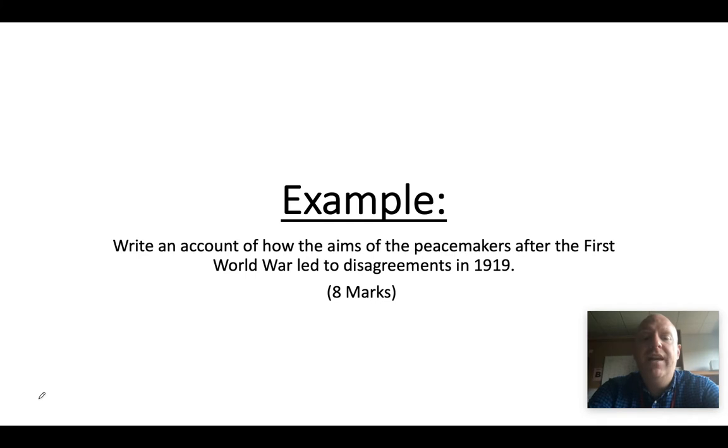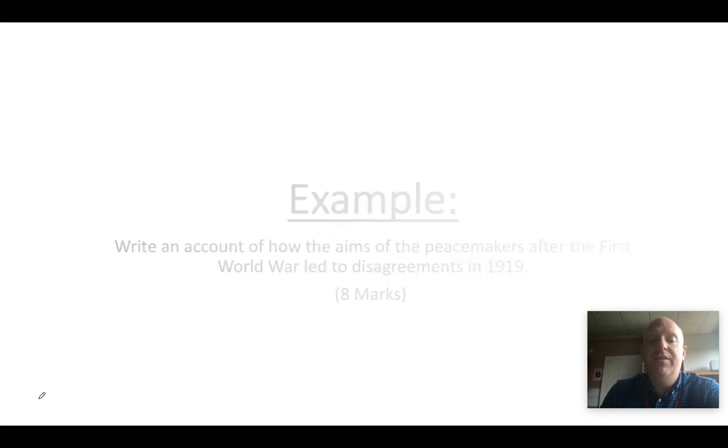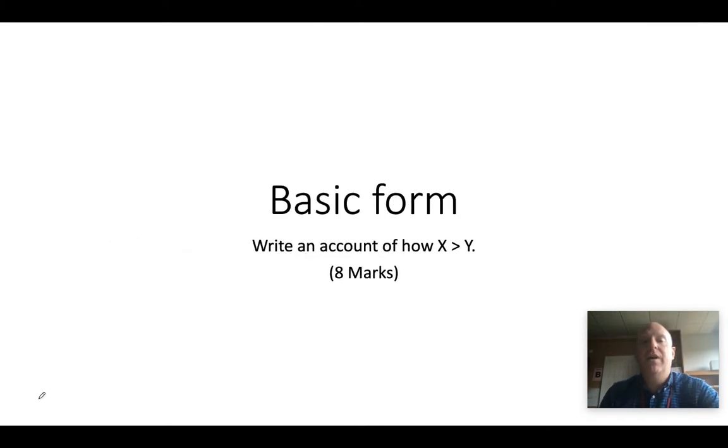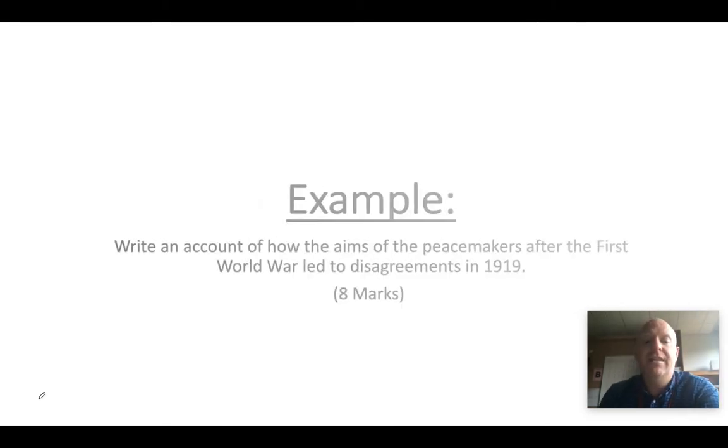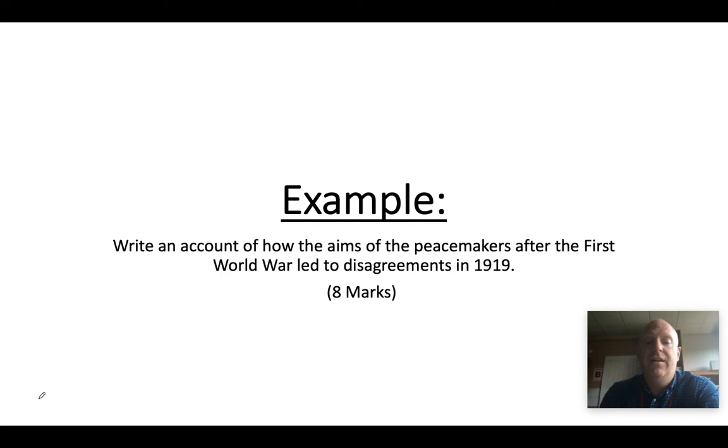Here's an example. Write an account of how the aims of the peacemakers after the First World War led to the disagreements in 1919. So remember, we have X leads to Y. How does X lead to Y? So where is our X in this question? There is our X, the aims of the peacemakers after the First World War. So write an account of how the aims of the peacemakers after the First World War, and then you've got the arrow, led to what?